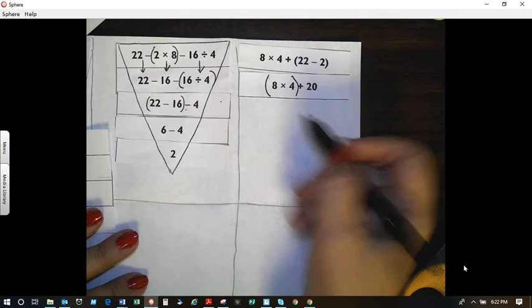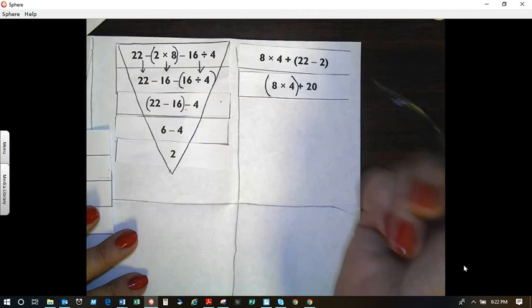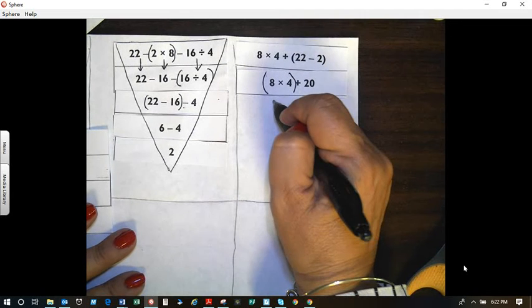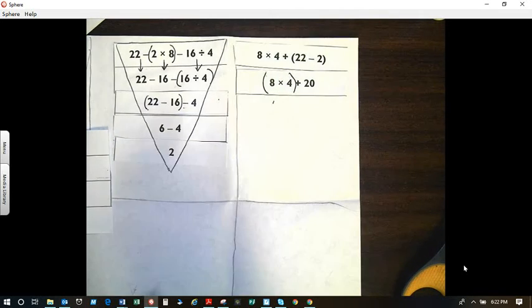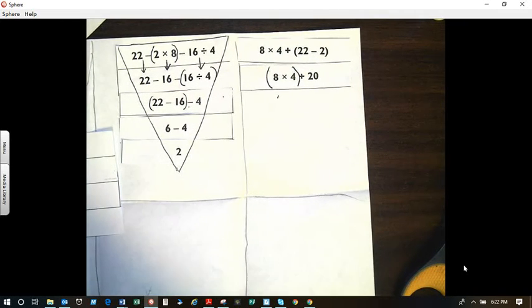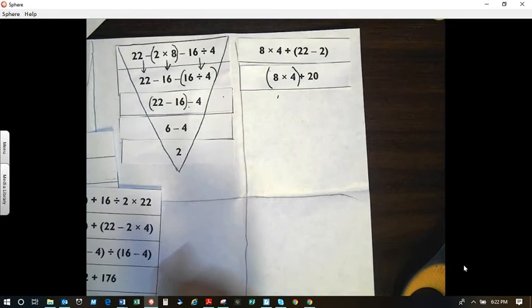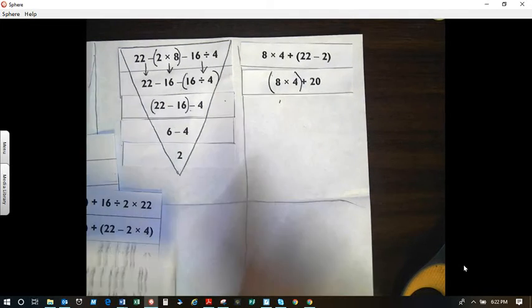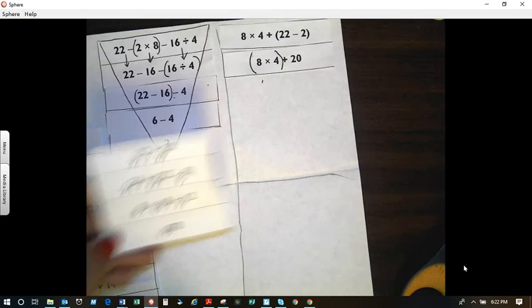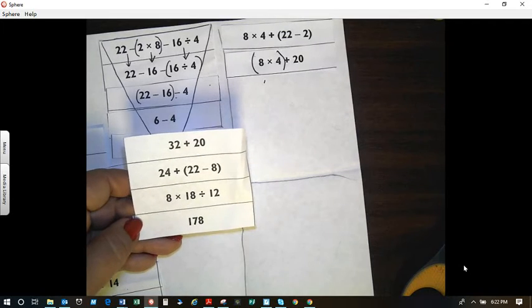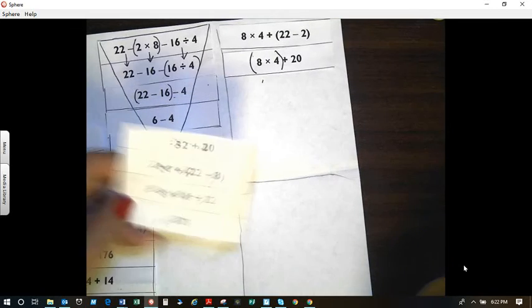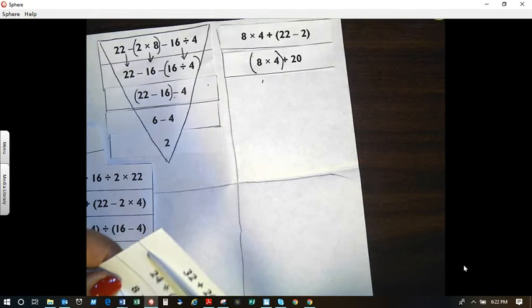So 8 times 4 is... So we have 8 groups of 4. So it'll be 32, because 8 times 2 is 16. Double your 16, and that's 32. Do you find one that has 32 plus 20? And we have this one right here. So we're going to go ahead and cut this one out and glue that in.